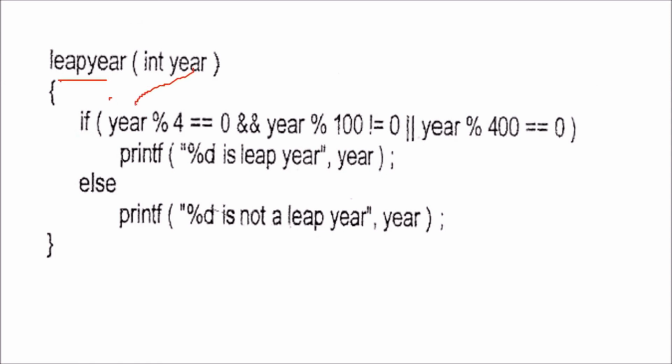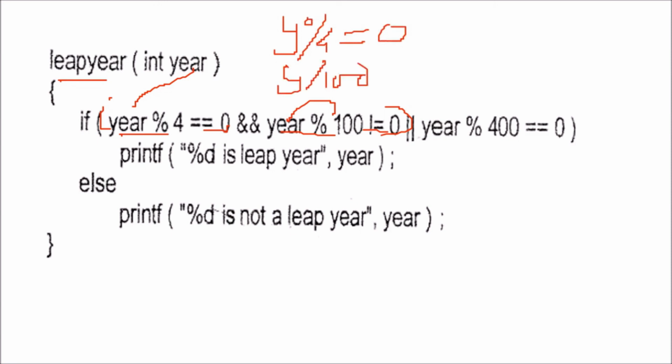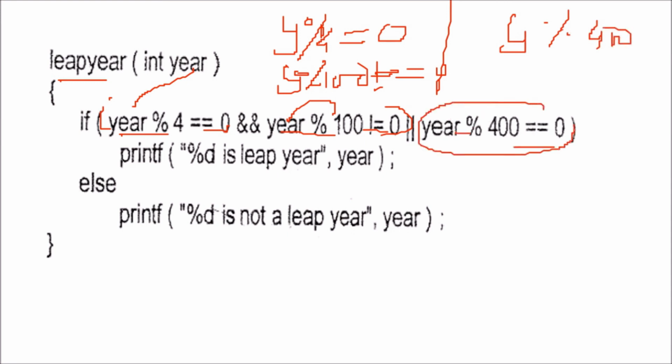If the year which is being entered is divisible by 4, that is, modulo 4 is equal to 0, and this has to be true together with the year not being divisible by 100. As I said, the year should be divisible by 4, and it should not be divisible by 100. So this modulo should not be 0. Or, this is one condition. The other condition is the year is properly divisible by 400. So y modulo 400 equal to 0. So these are two separate conditions. If either of these two conditions is met, the year is a leap year. Otherwise we say the year is not a leap year.